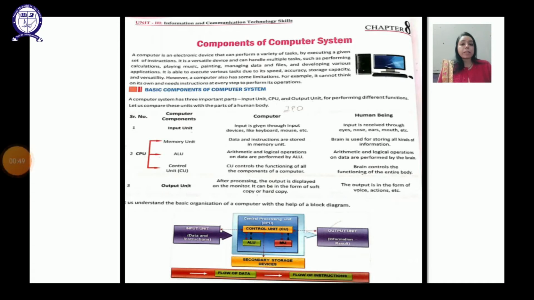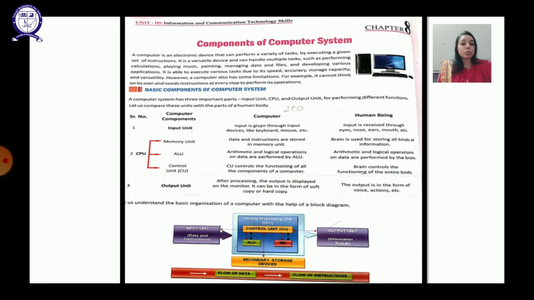Now we have some basic components of computer system. The computer works on the IPO cycle. I stands for input, P for processing and O for output. So input is given by the input devices, processing is done by the CPU which consists of the other components also, and the output unit provides the output.